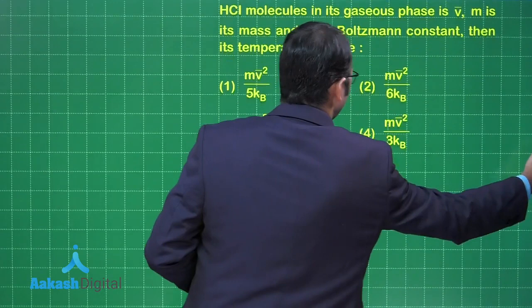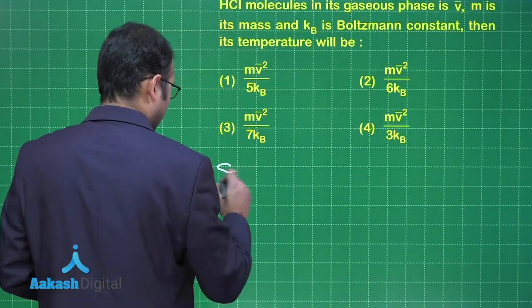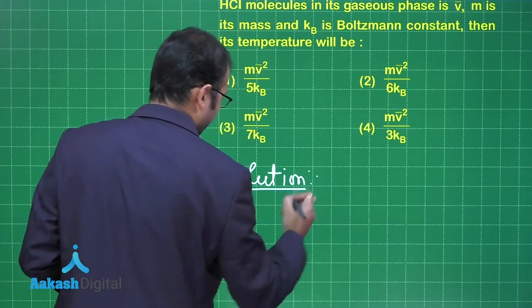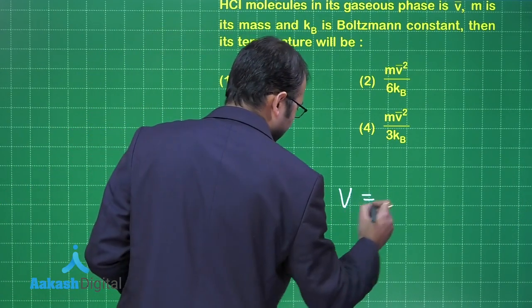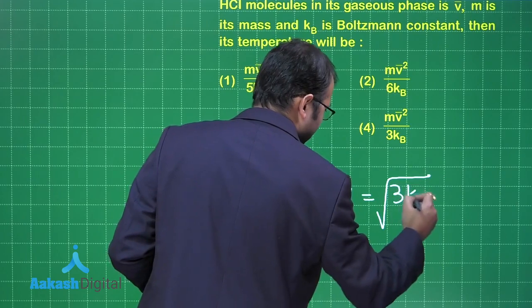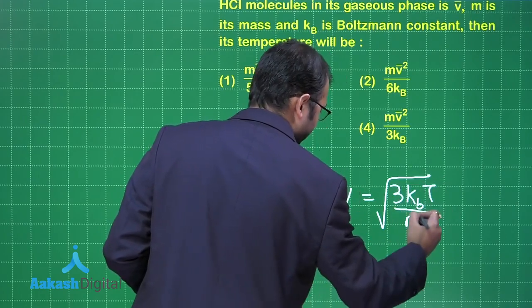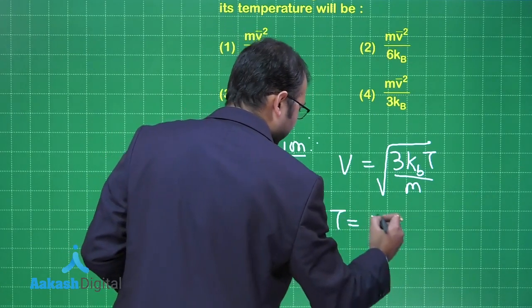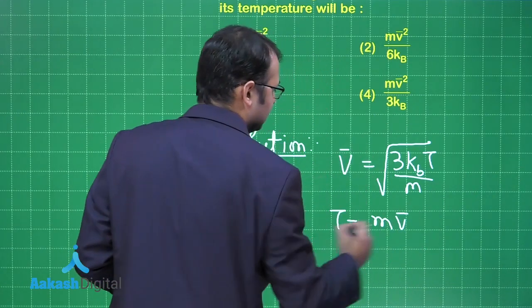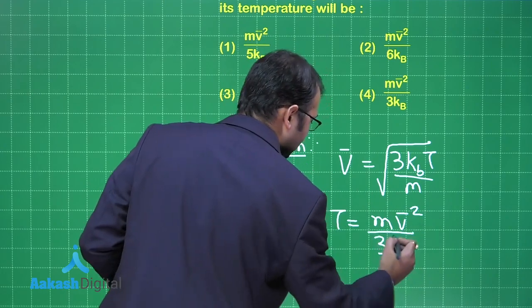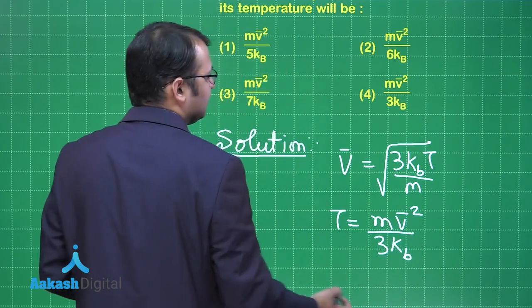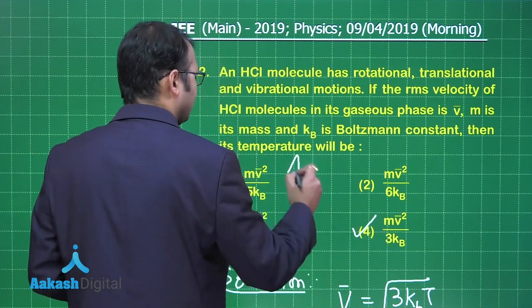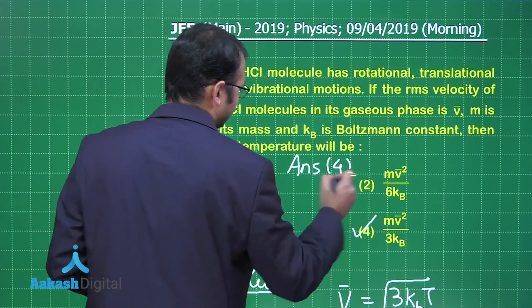So it's a very simple relation given here. So let's start with solution. V RMS is given by the relation root of 3 kBT by m, right? So from here you can write that T is equal to m V bar square by 3 kB, right? Let's see which is the best suited option here among the 4 options given to us. Option number 4 would be the right answer.